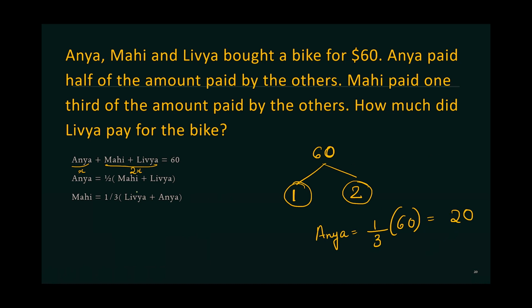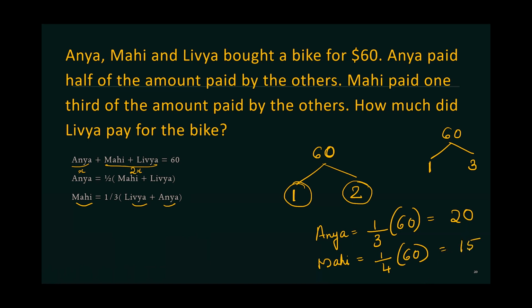Similarly, Mahi has paid 1/3 of Livia plus Anya. So can I say out of $60, if others have paid 3, Mahi has paid 1? So how much did Mahi pay? Out of 4 parts, she paid 1 part. Right? So 1/4 of $60, which is $15.